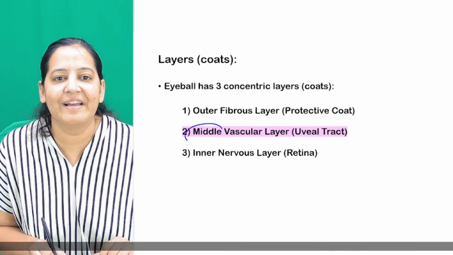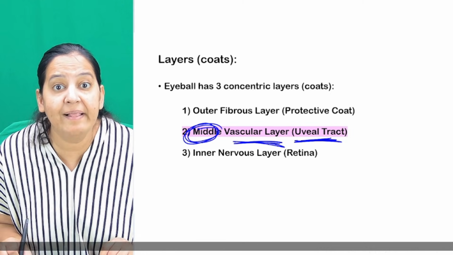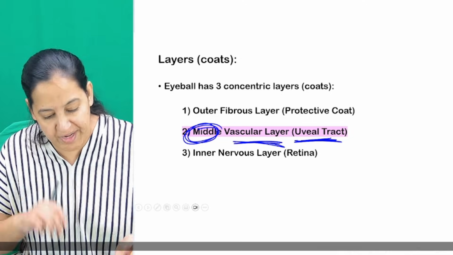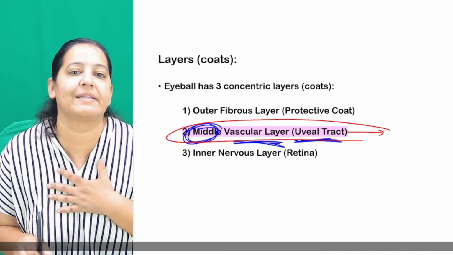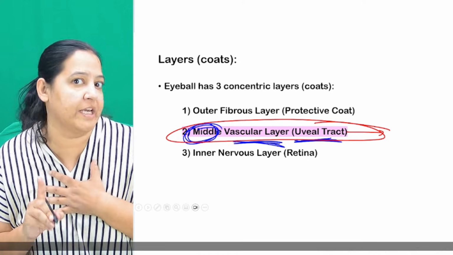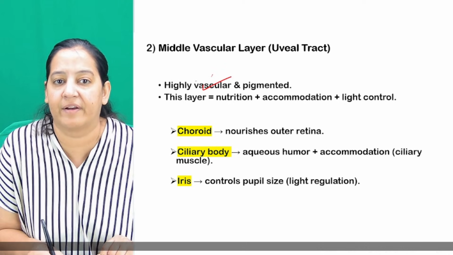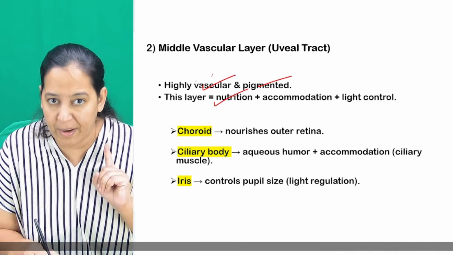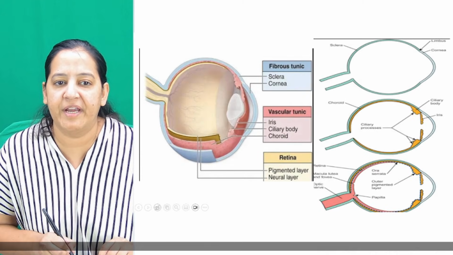Coming on the middle layer. The middle layer is vascular layer, also known as uveal tract. It is having three things. Today, to understand accommodation, I want to teach you accommodation. I am interested in this layer. I want you to understand this layer in detail if you want to understand accommodation. Okay. So middle layer is made up of three things. It's highly vascular. It's pigmented. Okay. It provides nutrition to the eyeball. So it is made up of three things. It is having choroid.